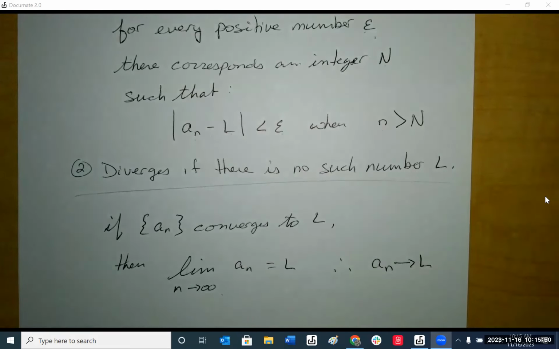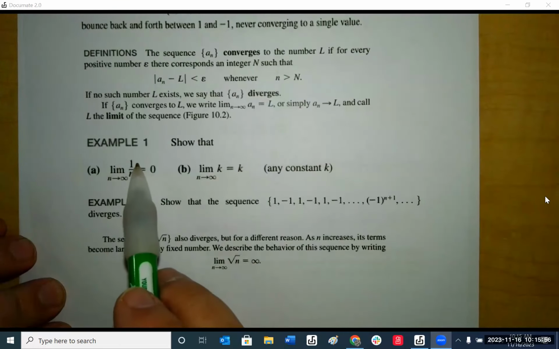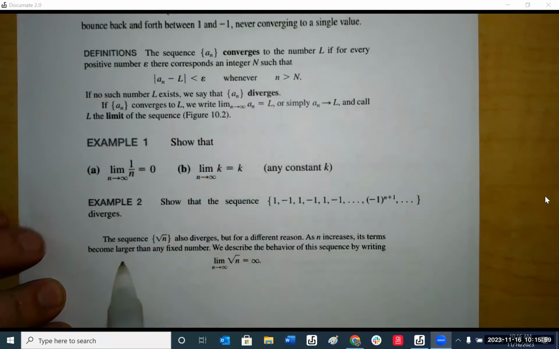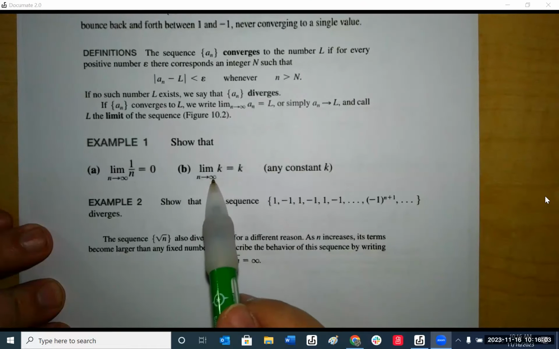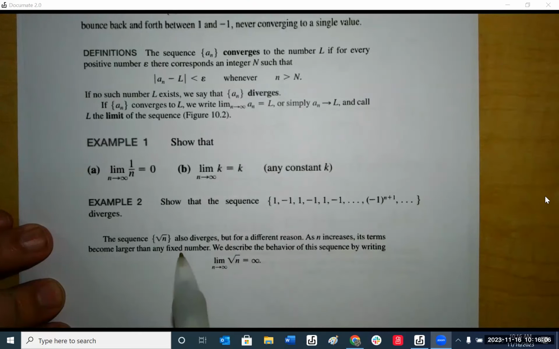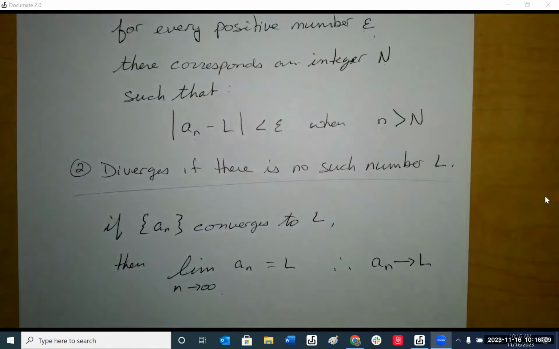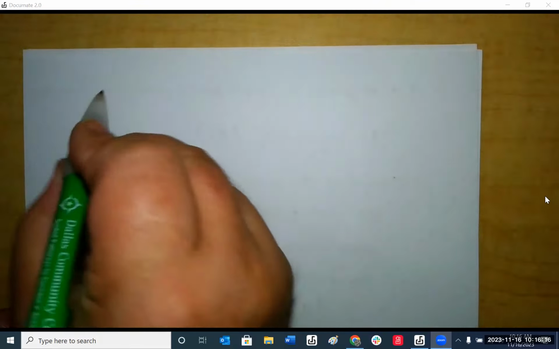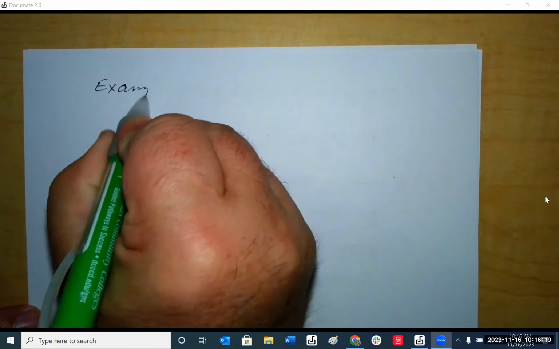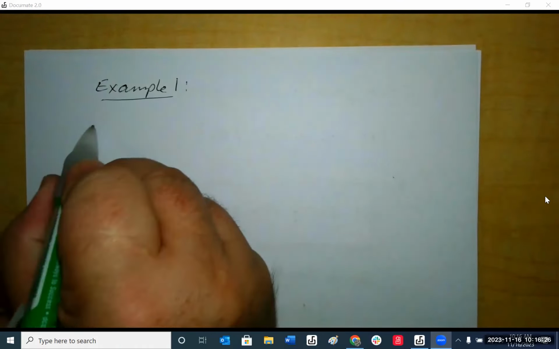Let's look at our example sheet. So let's look at our first example. Show that the limit of 1 over n as n goes to infinity goes to 0. The limit of k as n goes to infinity stays at k, where k is a constant. Then we'll look at example 2 in a second. Example 1, part A: the limit as n approaches infinity of 1 over n goes to 0.